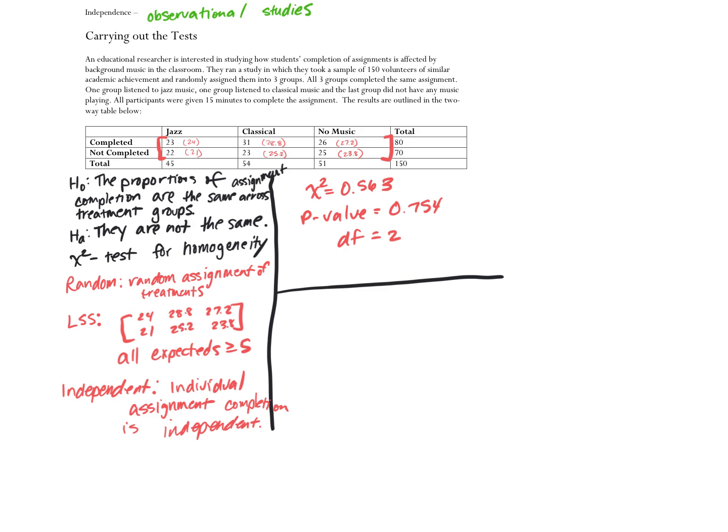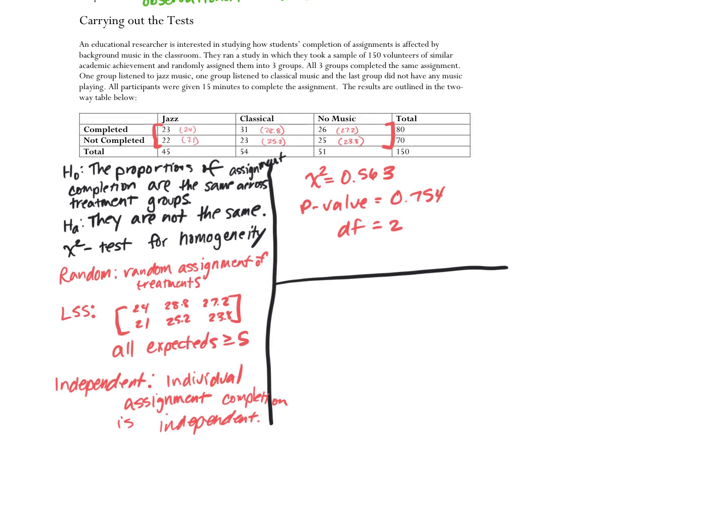Now, I want to talk about this p-value for a second because we don't normally get p-values in the 0.7 range. Why is this p-value so high? You guys, these aren't far from each other, right? The observed and the expected are pretty close to each other. Everybody good? Okay, so conclusion.